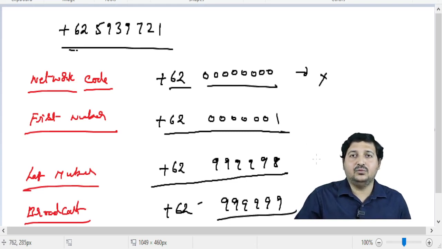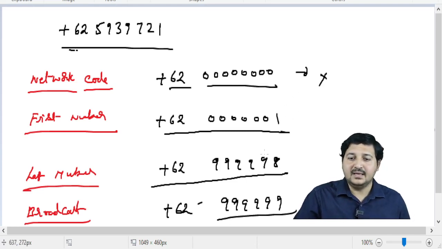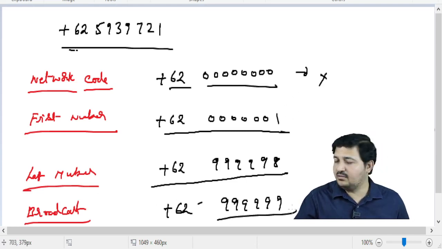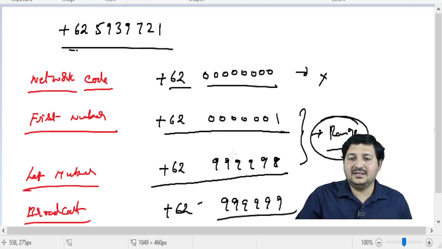I'm going to show you whether we can assign a network ID to a computer. Can anyone get a telephone number of all zeros? No one will get it. Can anyone get a broadcast, like all ones? No, no one will get it. So anyone can get a number only from this specific range. I'm giving this with a telephone number so that you can correlate and understand.